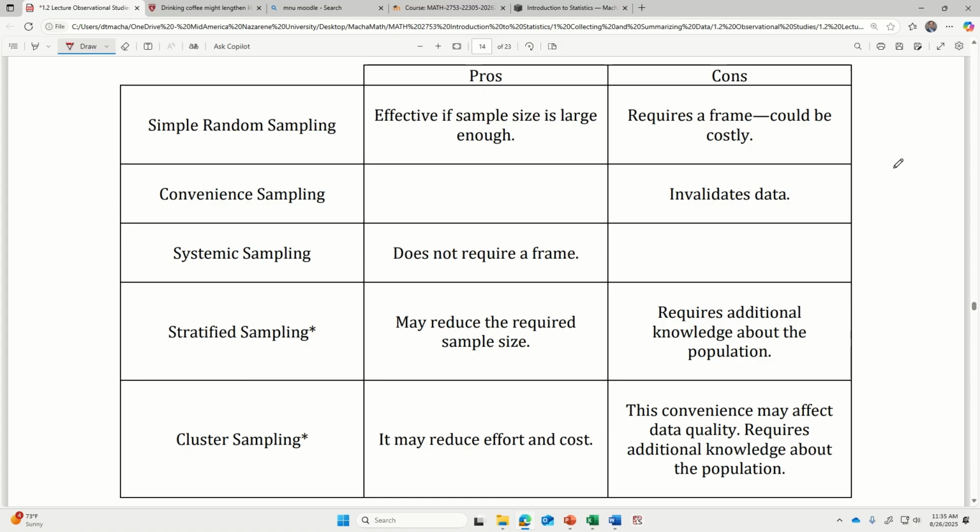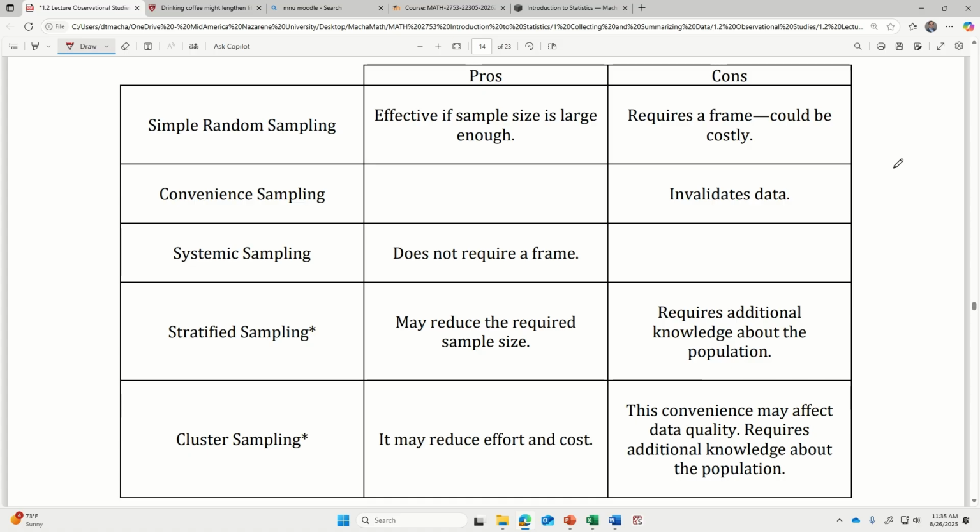Stratified sampling, the reason we might want to do that is if we want to reduce our required sample size. The downside is you have to know something extra about the population. For example, you might need to know whether or not each individual is a parent or not and what their income level is, as an example.